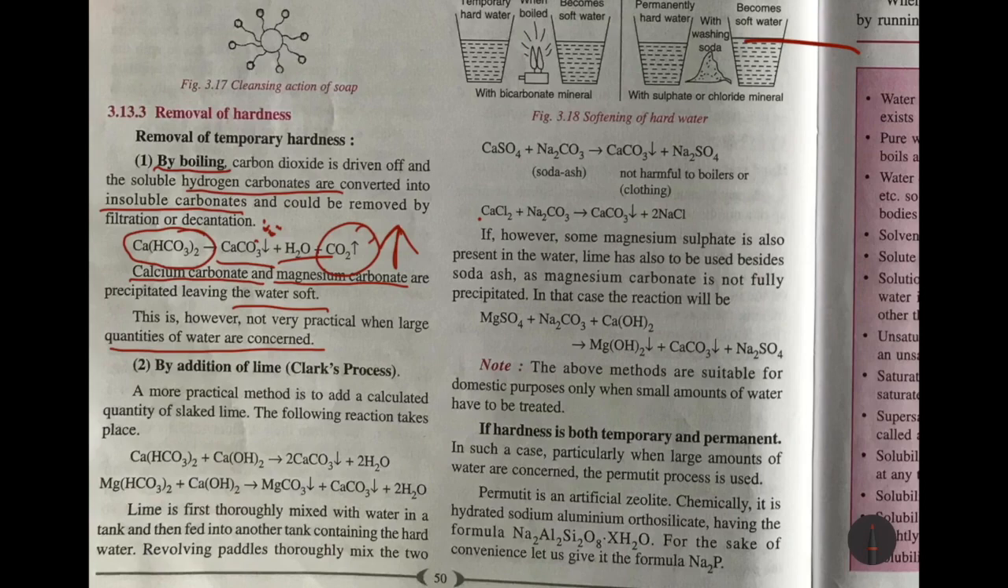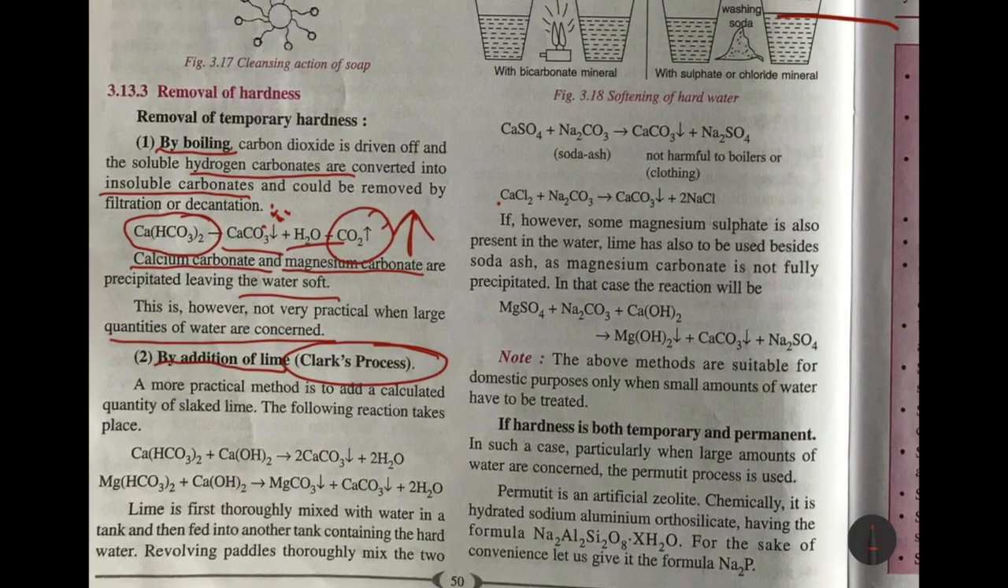Now next is by addition of lime, and this process, remember children, is known as Clark's process. Okay, a more practical method is to add a little bit of slaked lime. You know, slaked lime is calcium hydroxide. So when you add slaked lime to calcium bicarbonate, a reaction will take place, as you can see in this equation. Children, please remember these equations are very, very important. Similarly, calcium carbonate will come out as a precipitate and soft water will be left behind.